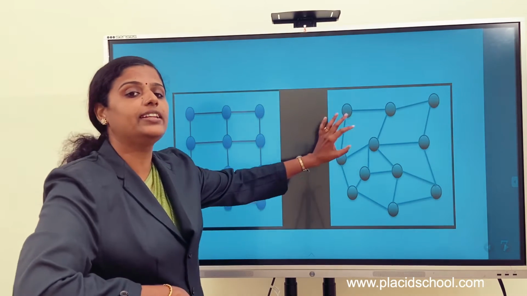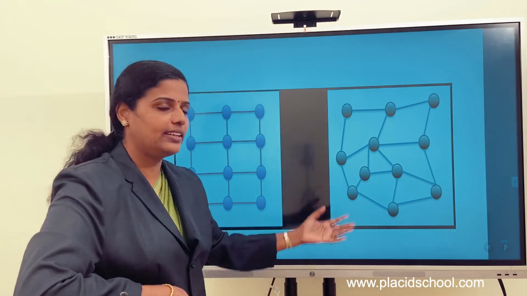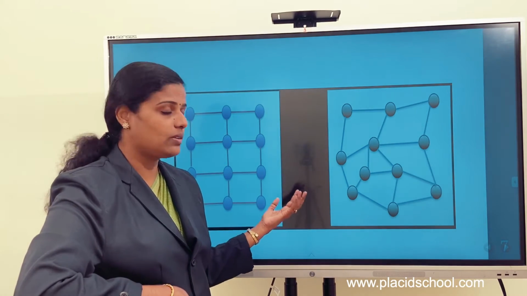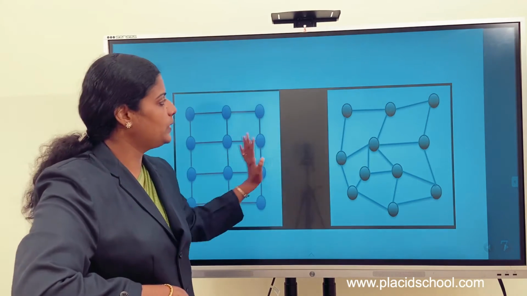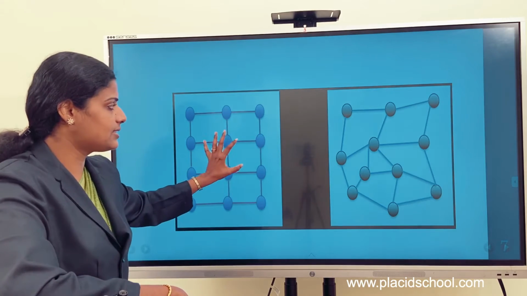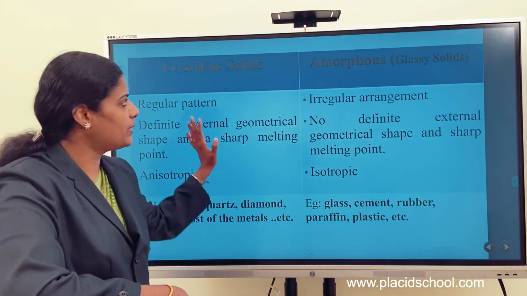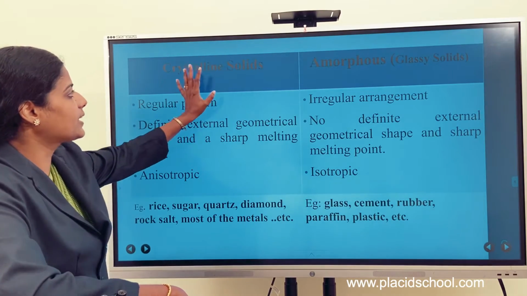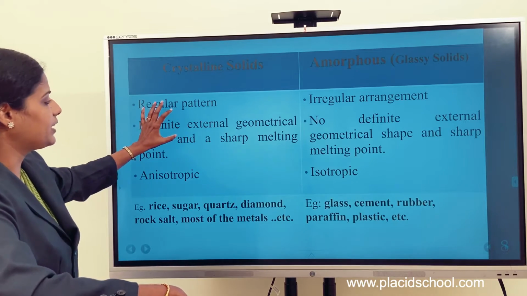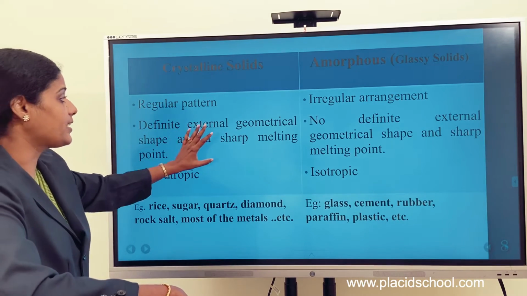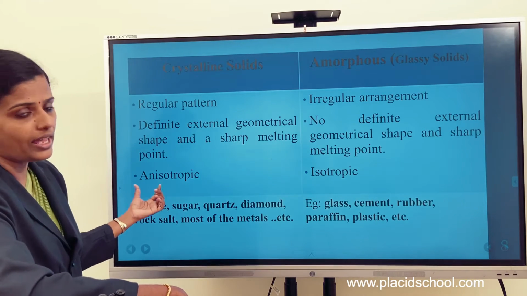But here it is isotropic, which means that its electrical properties, its thermal properties, its refractive index, everything is the same in all directions. So these are the differences between crystalline solids and amorphous solids. We can summarize: crystalline solids have a regular pattern, an external geometric shape and a sharp melting point, and they are anisotropic.